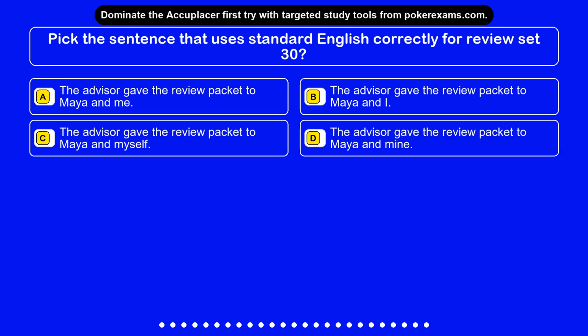Question 20. Pick the sentence that uses standard English correctly for review set 30. Option A. The advisor gave the review packet to Maya and me. Option B. The advisor gave the review packet to Maya and I. Option C. The advisor gave the review packet to Maya and myself. Option D. The advisor gave the review packet to Maya and mine.